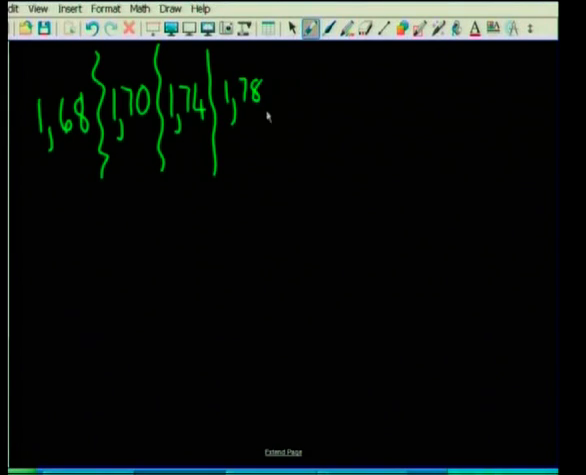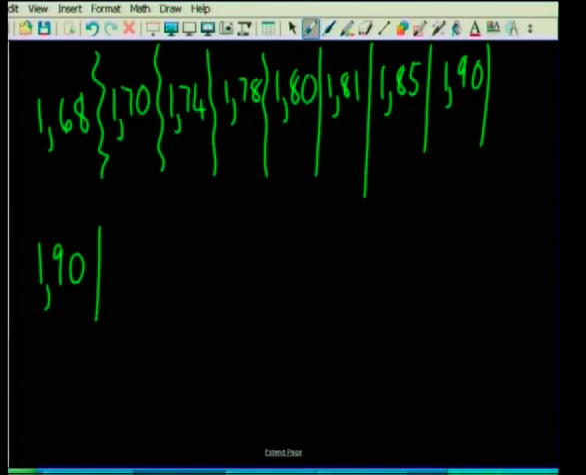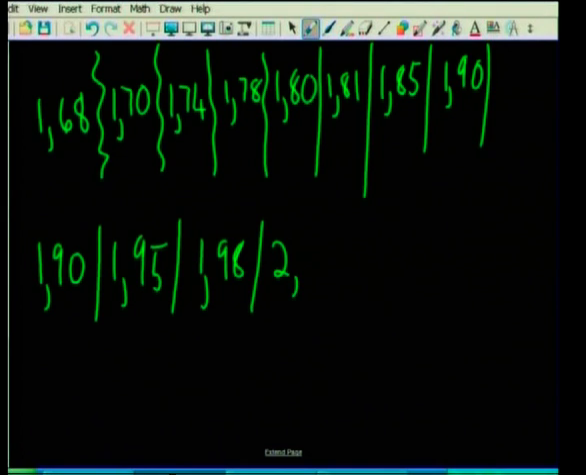1,78, then 1 meter 80, sure, 1 meter 81, 1 meter 85, this is really very high, 1,9 meters, then I'm going to start in the next line, 1,90, 1,95, 1,98, 2 meters, and 2,01.